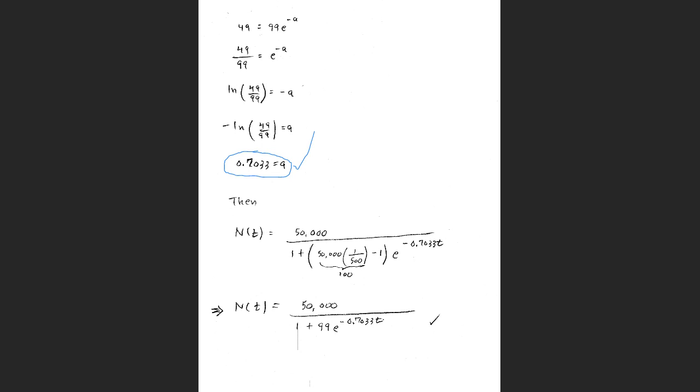And so then the number of people in the community who are exposed to the ad, who have seen the ad at time t, is equal to this function.